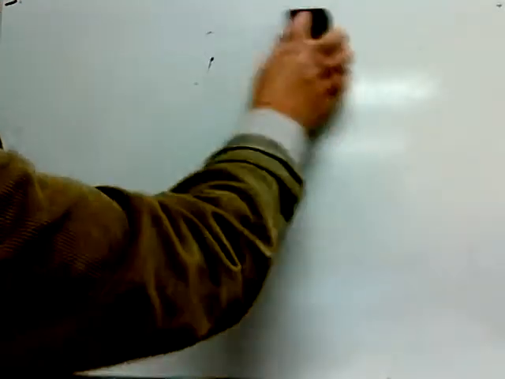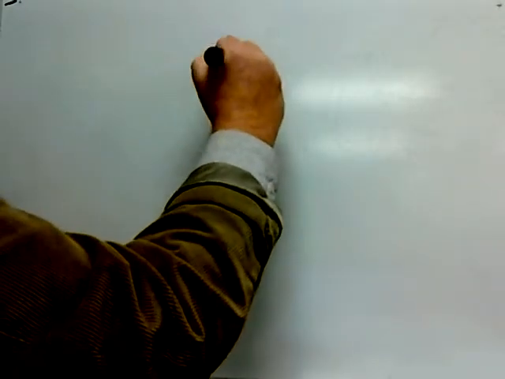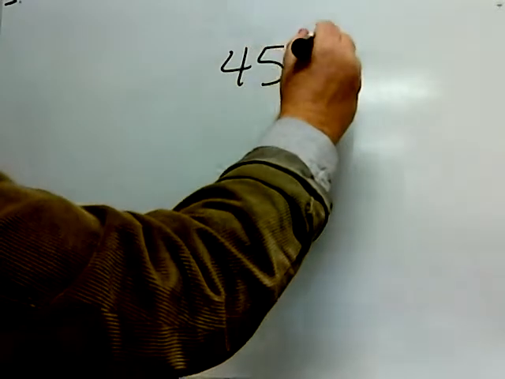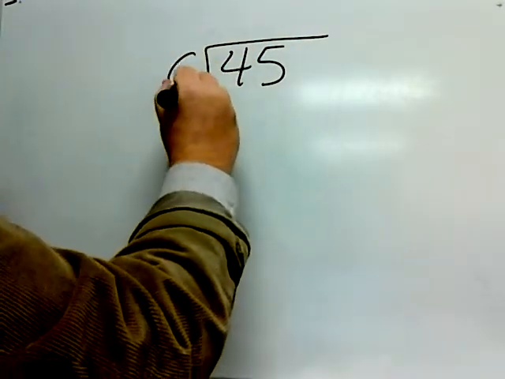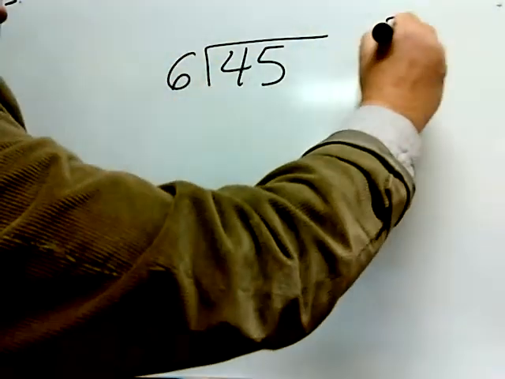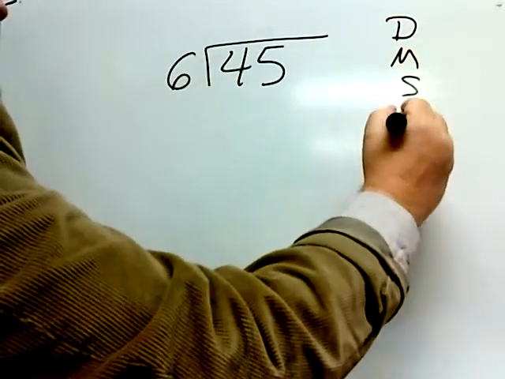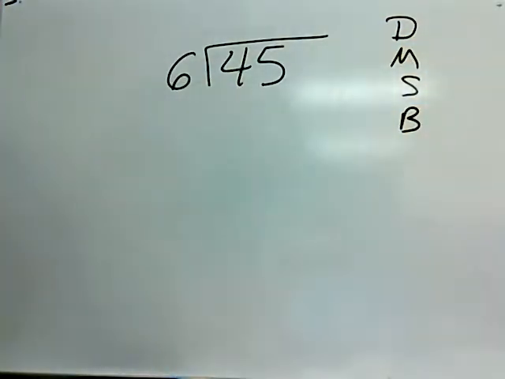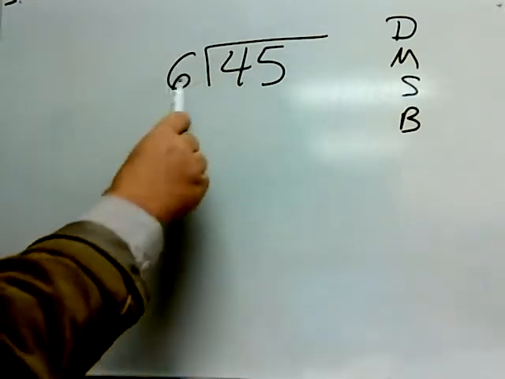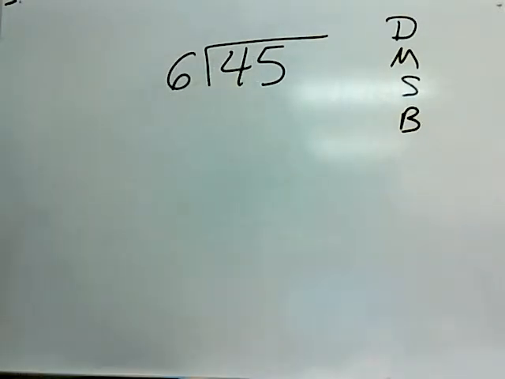Let's go ahead. We'll try one more. We'll try 45 divided by 6. Writing down D, M, S, B. And what I'd like you to do is go ahead and hit pause and do the first 4 steps.